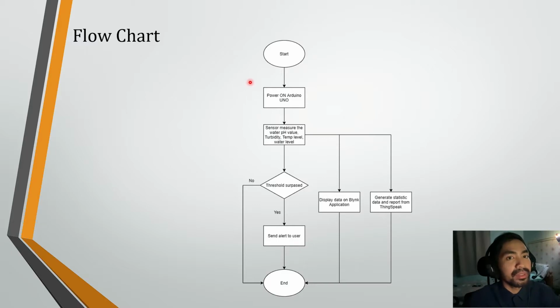Okay, this is the flowchart. First, start, then power on the Arduino Uno. Then the sensors will measure the values: pH water value, turbidity, temperature level, and water level. All the output will be displayed on the Blynk application and ThingSpeak website. The ThingSpeak website can also generate a report. There is a condition for notification alert to the user.